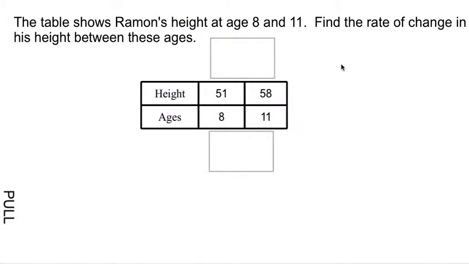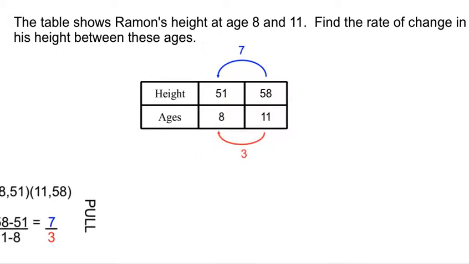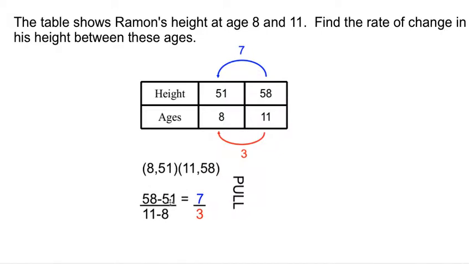Here's another table that shows Ramon's height at ages 8 and 11. Find the rate of change in his height between the ages. So remember, you're going to take the differences, 58 minus 51, and 11 minus 8, and we're going to find that rate of change. So 58 minus 51 gives us 7, divided by 3. What would that be as a unit rate? 7 divided by 3 is 2.3. And what are our units? Oh, we don't have our units. I'm assuming these are inches per year. Okay, 2.3 inches per year, roughly.